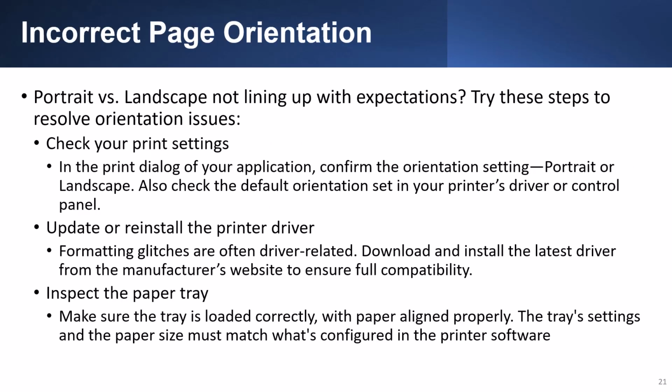Portrait versus landscape not lining up with expectations? Try these steps to resolve orientation issues. Check your print settings. In the print dialog of your application, confirm the orientation settings, portrait or landscape. Also check the default orientation set in your printer's driver or control panel. Update or reinstall the printer driver. Formatting glitches are often driver related. Download and install the latest driver from the manufacturer's website to ensure full compatibility. Inspect the paper tray. Make sure the tray is loaded correctly with paper aligned properly. The tray settings and the paper size must match what's configured in the printer software.